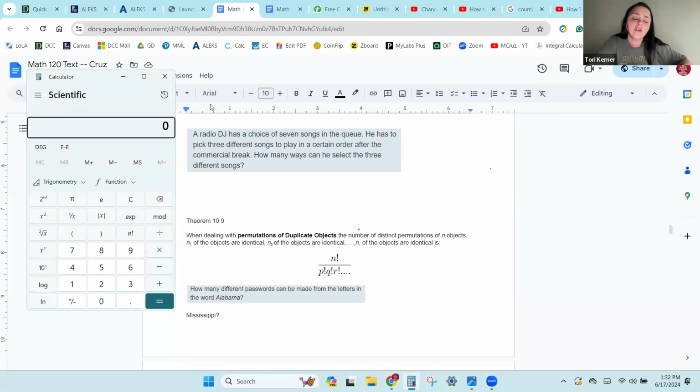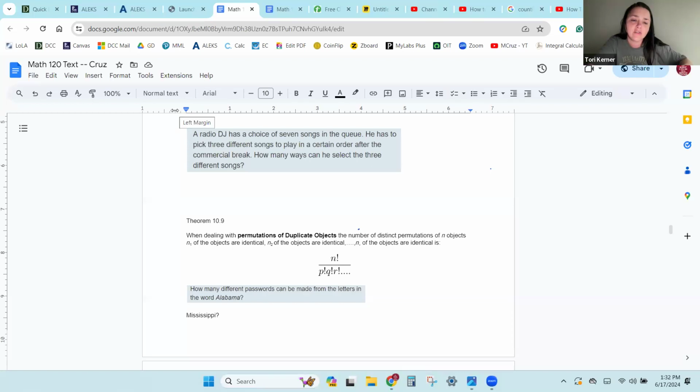So wait, how do you decide that one goes by order though? He has a choice of 7 songs, and he's got to pick 3 of them to play after the commercial break. So 7 goes before the 3, and you're picking 3 out of 7. And it's an order. How many ways can he select the 3 different songs? The order is important. There's a queue.